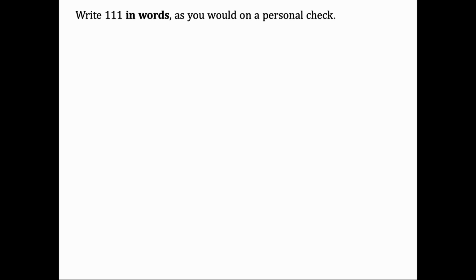Write the number that corresponds to the sequence 111 in words as you would on a personal check. We'll start with the hundreds place and write 100. Then we'll add the next two digits. Some sequences have a single word name. Two 1s in a row has the name 11.